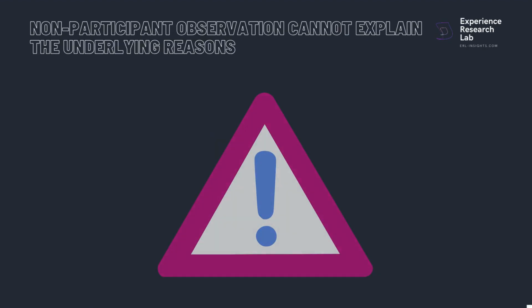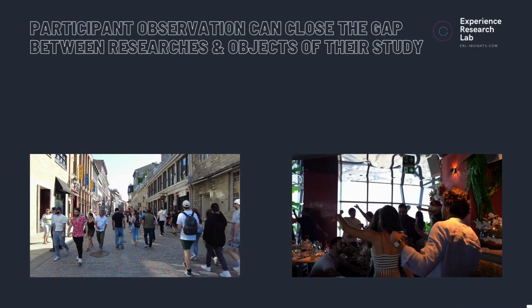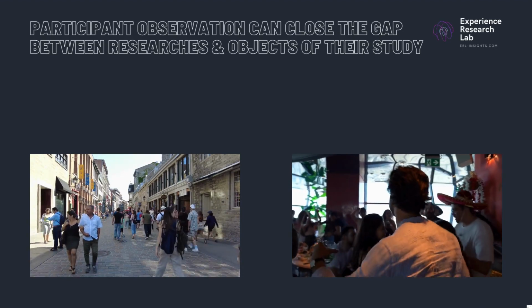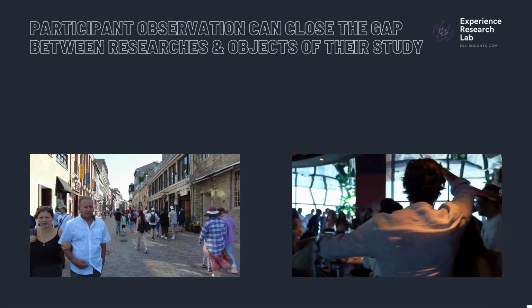Standing or sitting, watching and taking notes of the event may help identify and measure the outcome. Yet, it is not enough to understand the underlying reasons. In other words, there is still a gap between the researchers and the objects of their study. To close the gap, the researchers need observers participating as group members. It is a cohort observation.